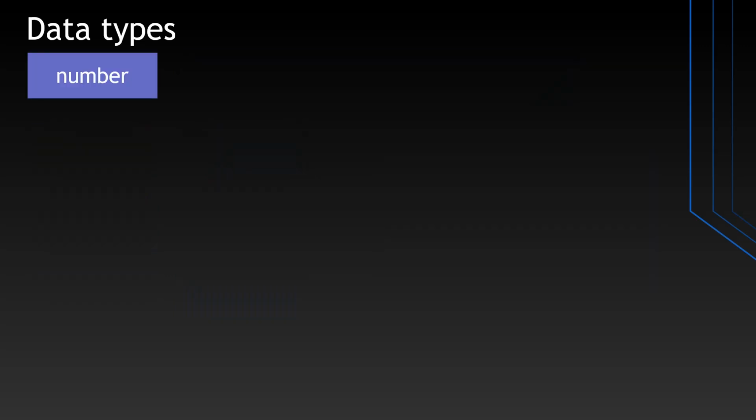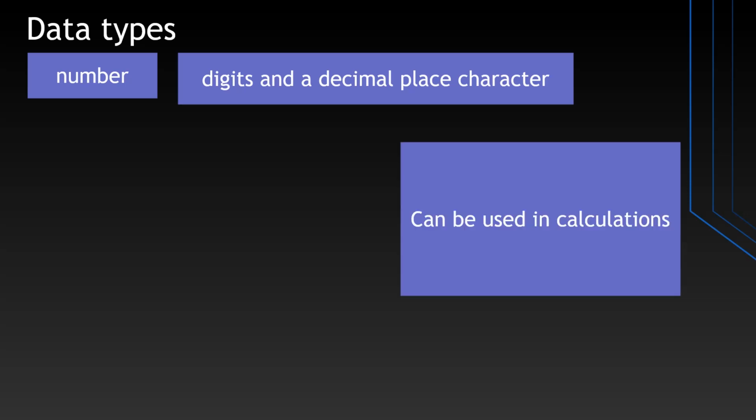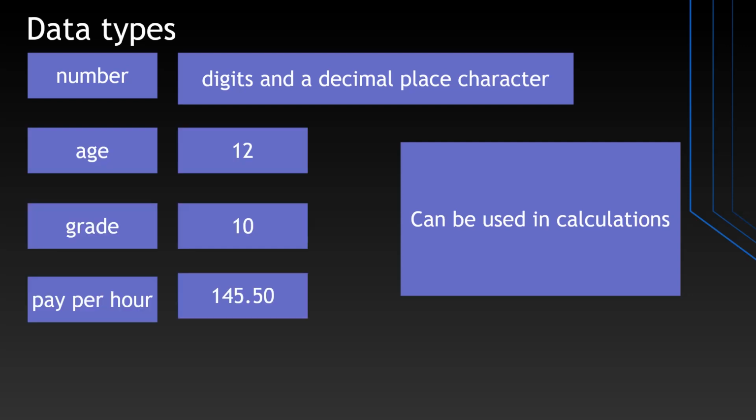Data type: number. It can contain digits and a decimal place character. It can be used for calculations. You would use it for things like age, grade, or pay per hour.